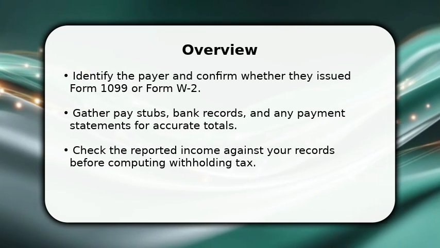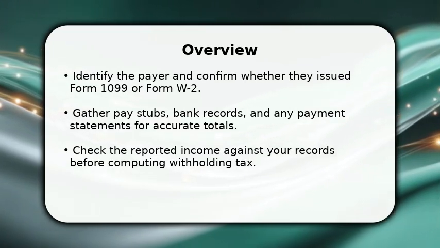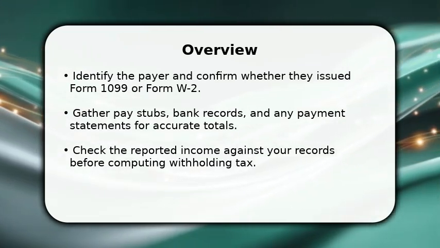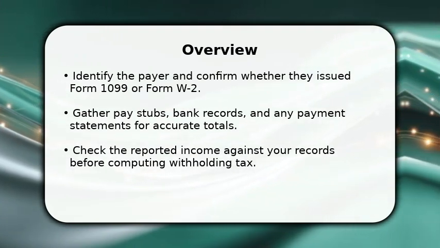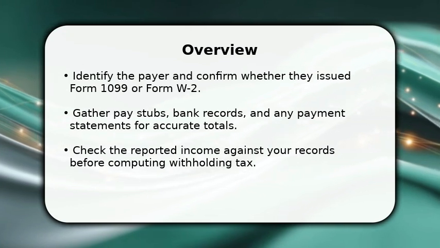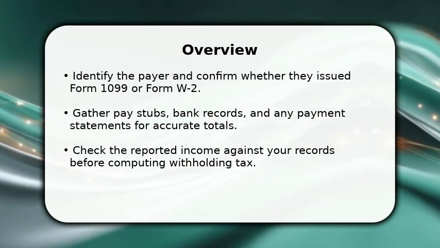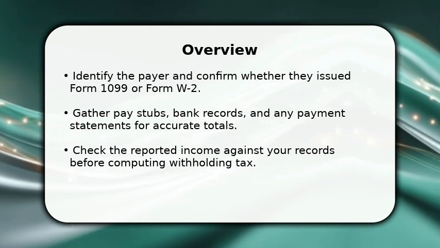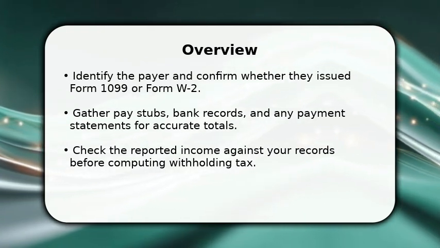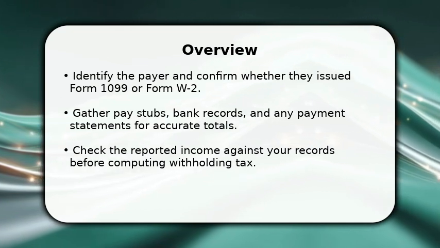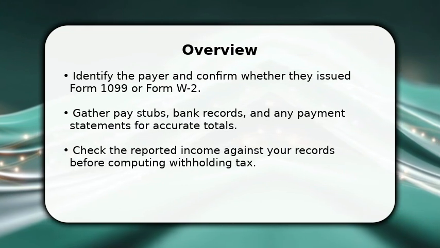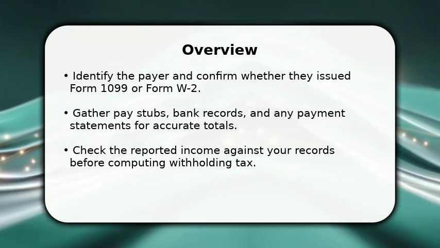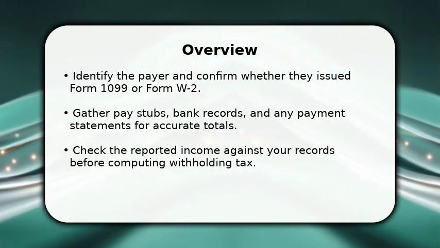In this video, I will explain how to get the withholding tax step by step. Start by gathering pay stubs, Form 1099, W-2, and bank records, then confirm total reported income. Next, locate federal and state withholding entries and note their amounts. Use the correct tax table or percentage to compute withheld tax and compare the withheld total to your expected liability. Finally, prepare documentation for adjustments or refunds if needed.